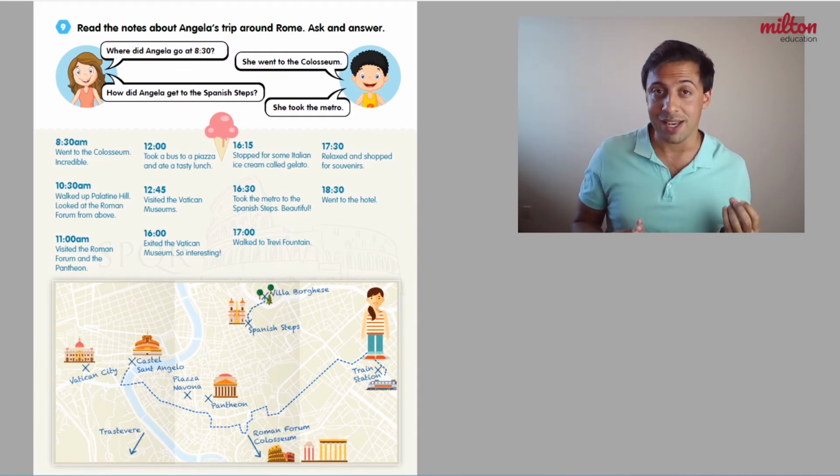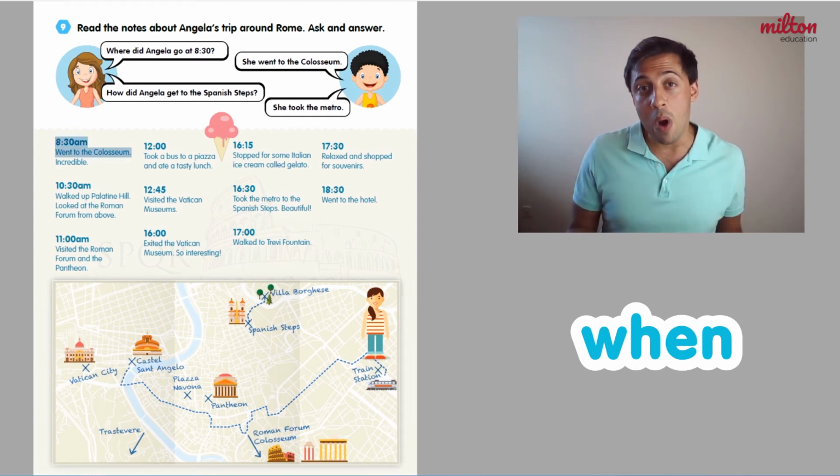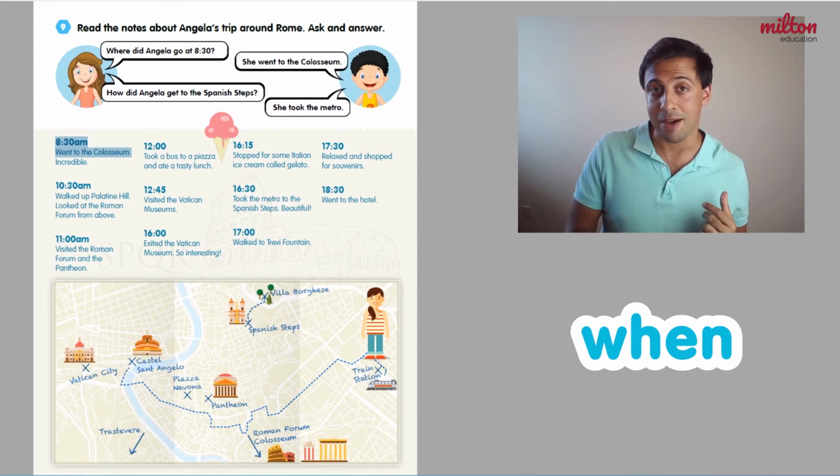The next question word to remember starts with the letters, surprise, surprise, WH. And that word is when. When is a word that we normally use to ask questions about time. I wanted to ask Angela, when did you go to the Colosseum?